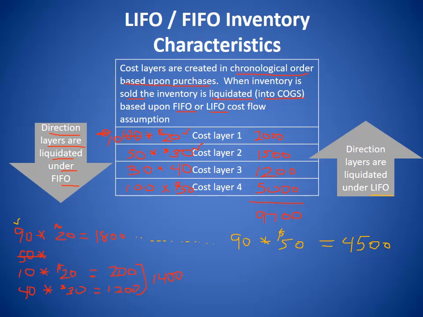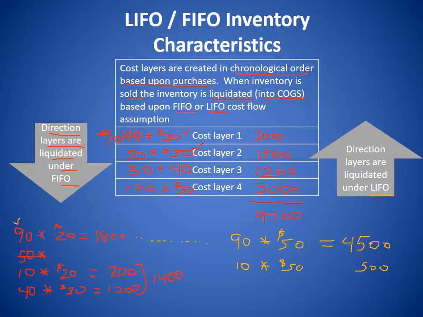Now we're going to assume a sale of 50 more units. In this case, we know we only have 10 units left from cost layer 4 because we sold the first 90 units. So we're going to do 10 units, again from cost layer 4, which is $50 a unit, and that is going to be $500. Okay, so now we've liquidated all of cost layer 4.